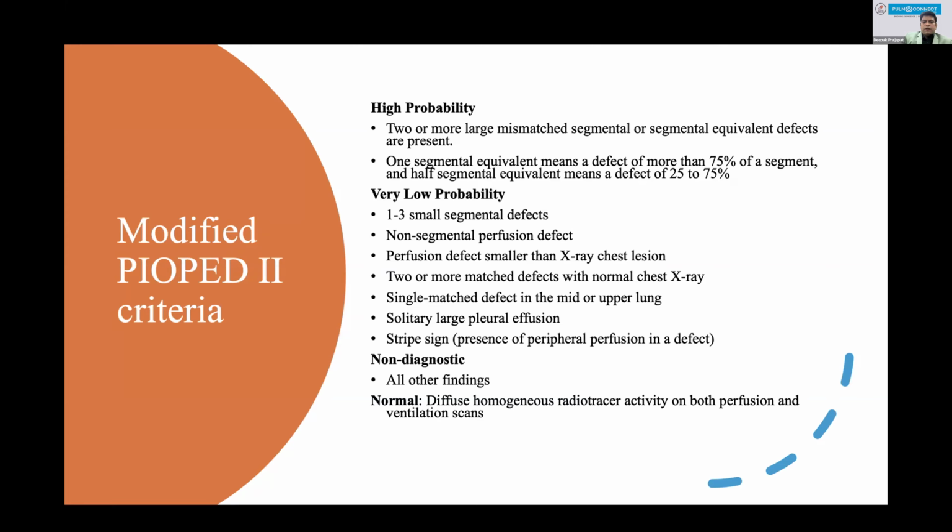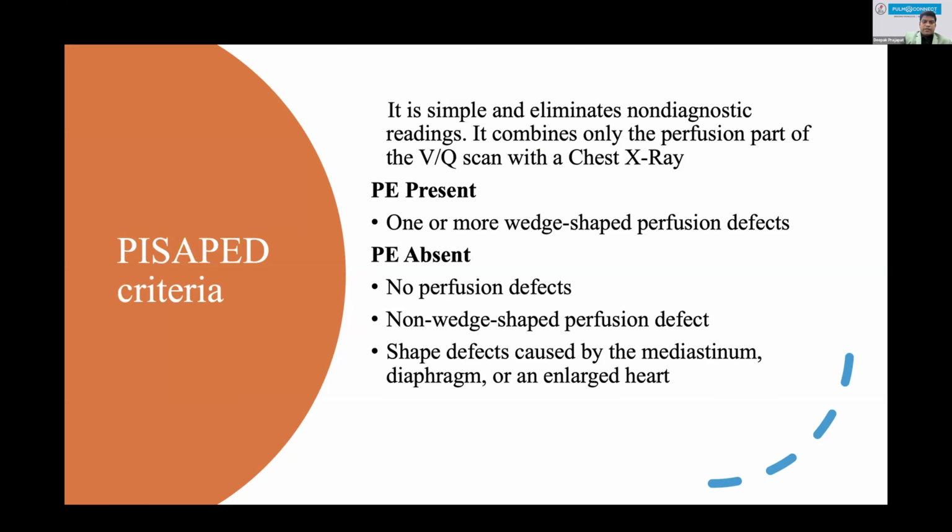The result is non-diagnostic when all other findings are present apart from these findings, and normal when there is diffuse homogeneous radiotracer activity on both perfusion and ventilation scans. Then the next criteria is the PISAPED criteria, which is the easiest one. It is simple and eliminates the non-diagnostic readings.